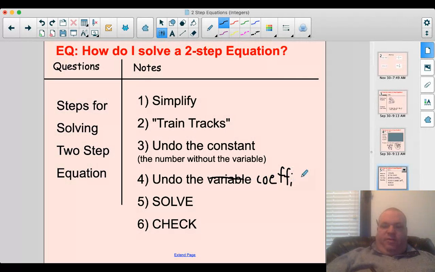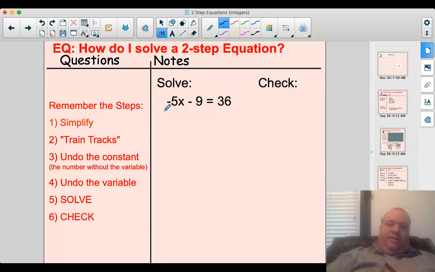Undo the coefficient. That's the number being multiplied by the variable, or possibly divided. Remember, multiplication and division are basically the same thing. Then we solve, and then we can check. Make sure you get these down in your notes before we go on. And let's practice it.